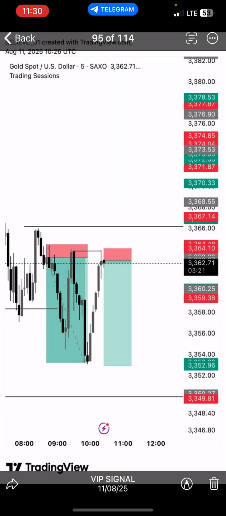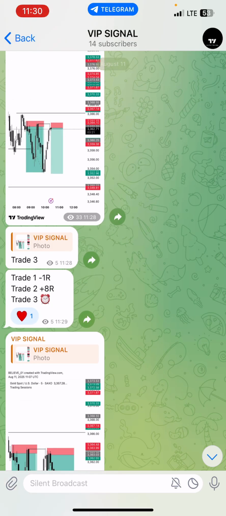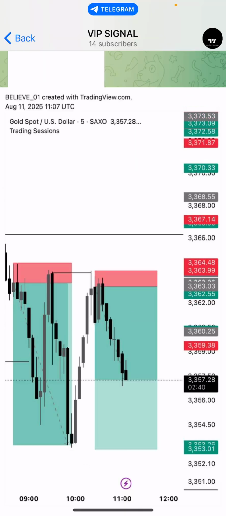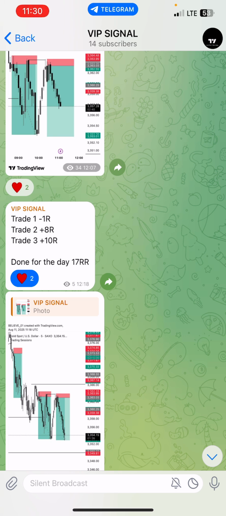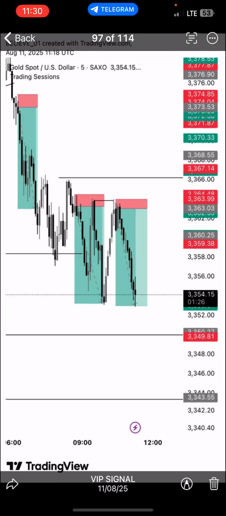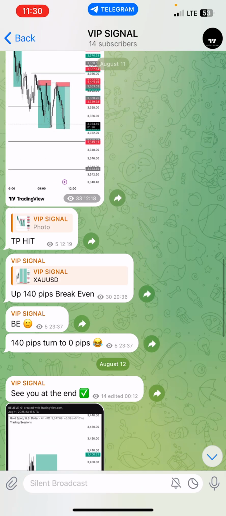Then this was the third trade of the week. It started going to TP. That was a 1 to 10. Yeah, it was a 1 to 10. So 3 trades on Monday. That's how I got that 1 to 17 arrow. Yeah. Then, okay, this was everything for the day. Trade 3, that was trade 3.